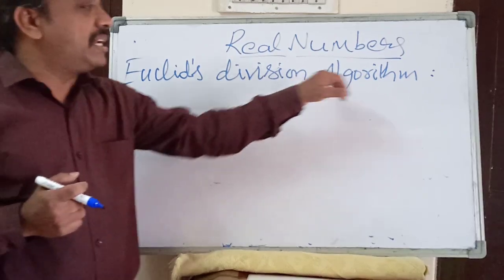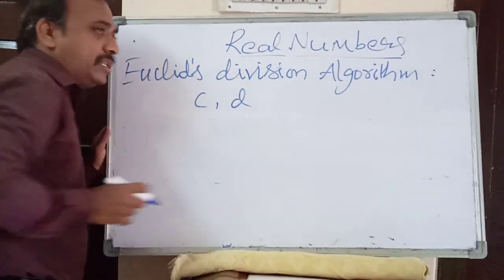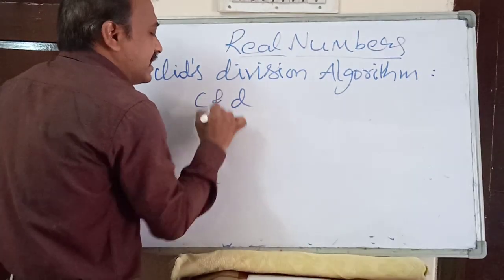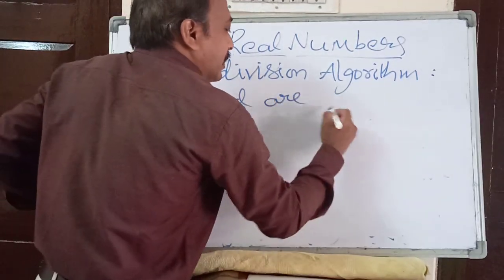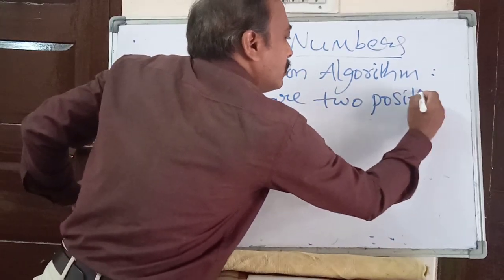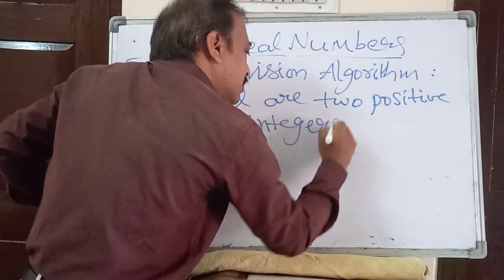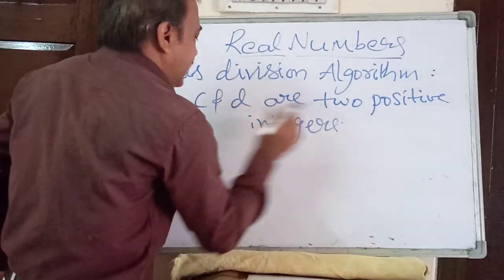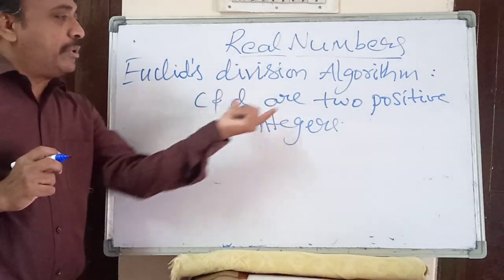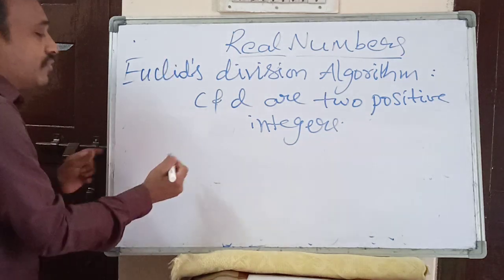In Euclid's division algorithm, let us assume C and D are two positive integers. By using these two positive integers, we find the HCF of two numbers.